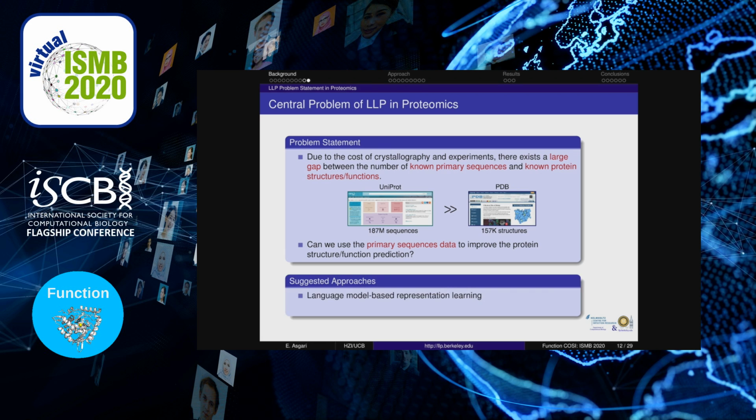So the question is that, can we use the primary sequence data to improve the protein structure or functional annotation? In the framework of language processing, we first propose language model-based representation learning of protein sequences to gain prior knowledge from the existing large set of protein sequences and know which sequences have similar context, which can be useful for the low resource scenario where we want to predict the function or structure of protein sequences. The second approach we suggest is data-driven protein segmentation, that we mainly use for motif discovery.